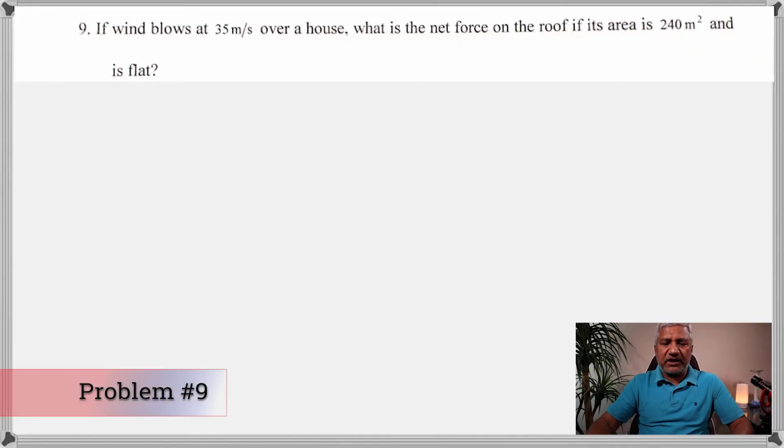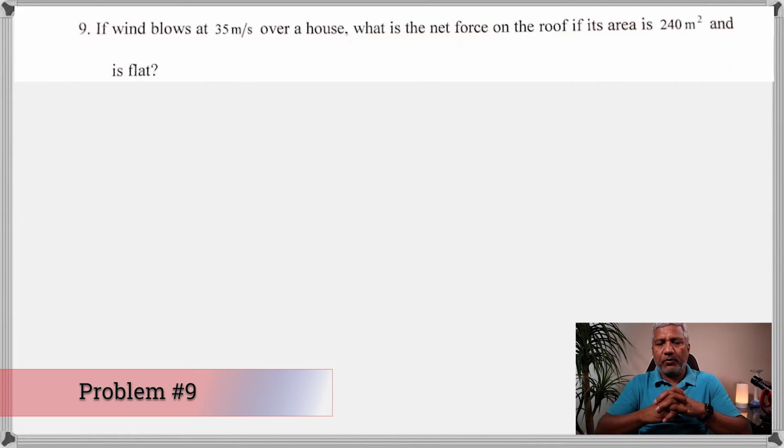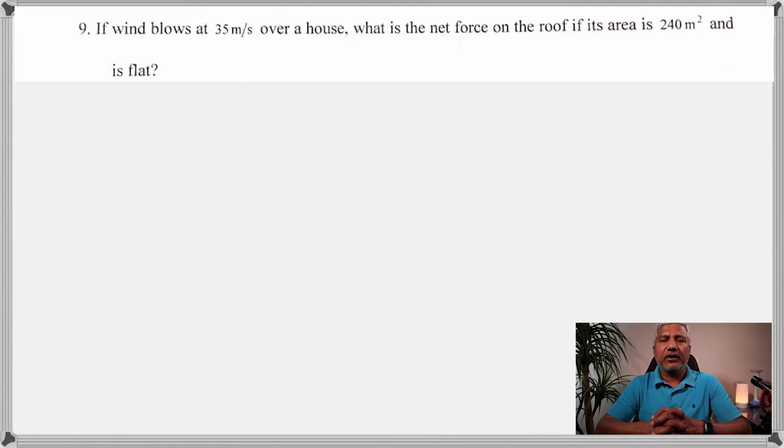If wind blows at 35 meter per second over a house, what is the net force on the roof if its area is 240 meters squared and it is flat? Wow. We're talking about a very strong wind blowing over the top of a house.